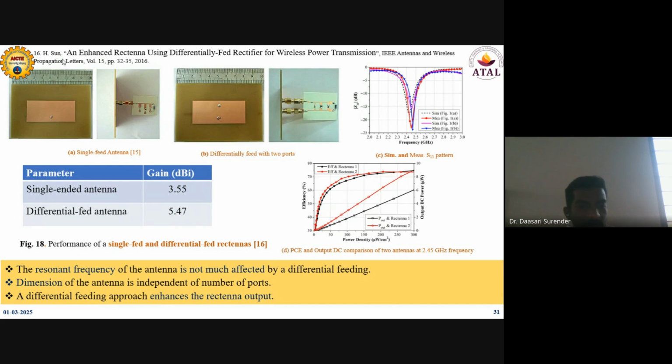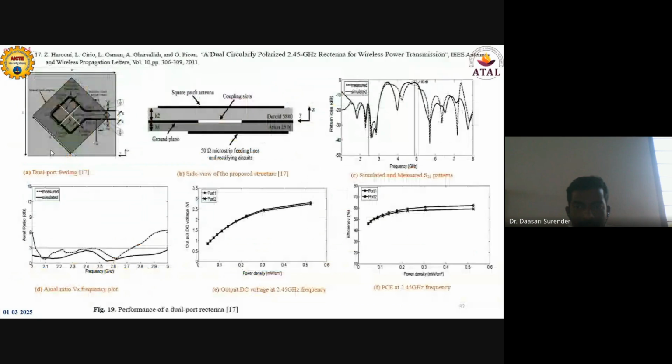the differential feeding approach. Here we can conclude that the resonant frequency of the antenna is not much affected by the differential feeding approach. Resonant frequencies are almost the same, even if we use a single feeding antenna or a differentially feeding antenna. The dimensions of the antenna are also independent of the number of ports. Multi-port device applications are many nowadays, so we can apply it to many devices. The differential feeding approach enhances the rectenna gain output.